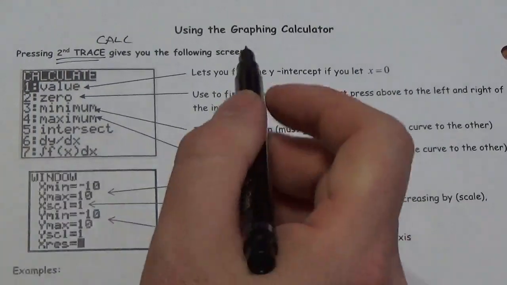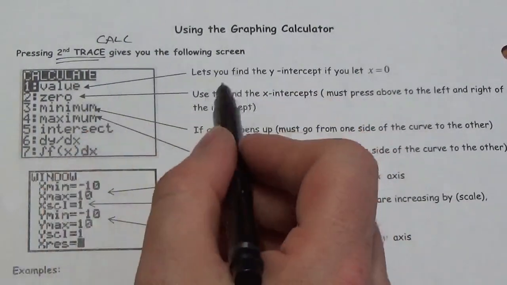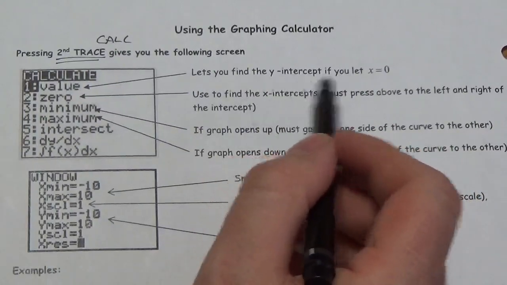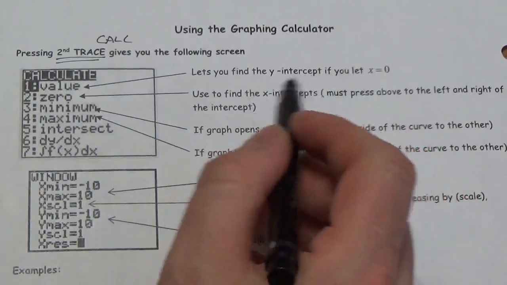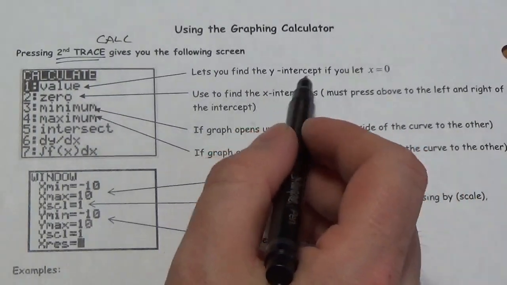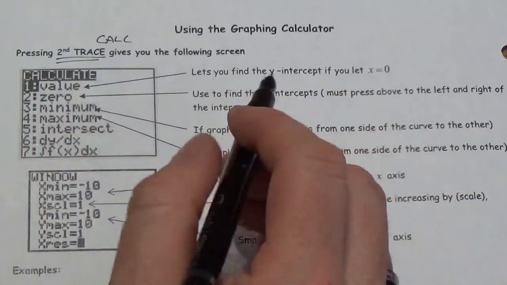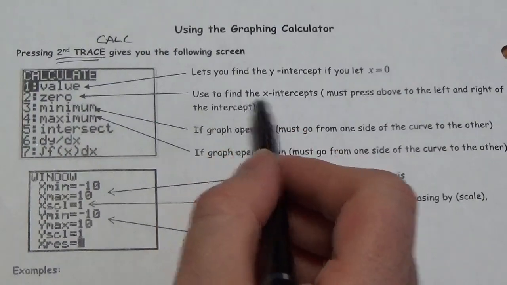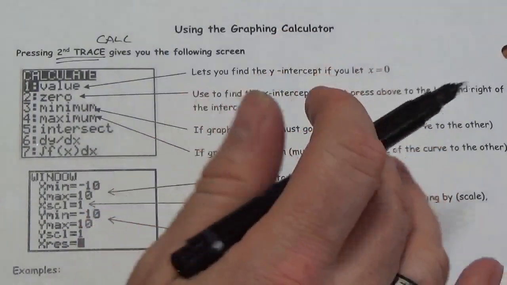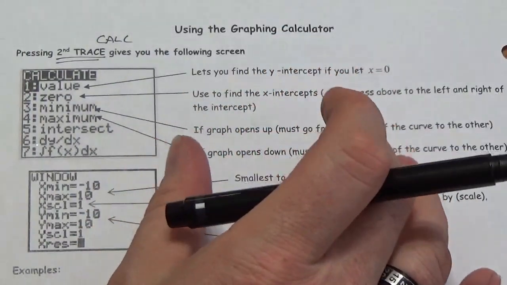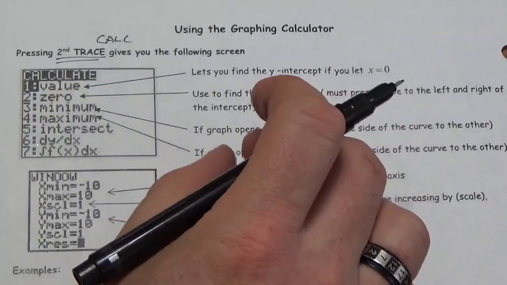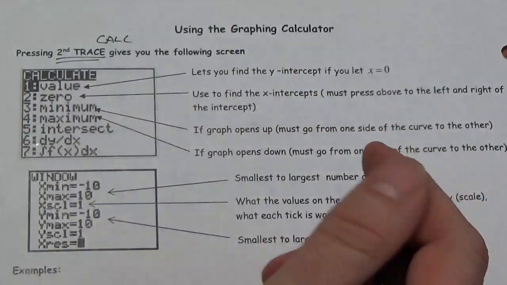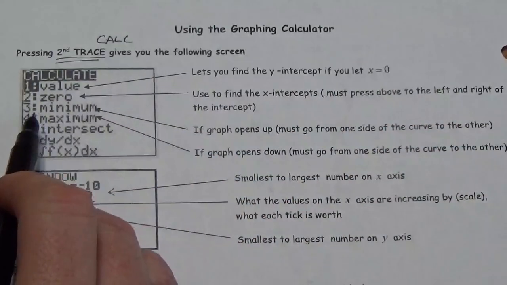And here's a list of things that we do here. Value lets you find the y-intercept if you let x equal 0. Now it can let you find any y-coordinate if you know the x-coordinate. But in particular, what we're interested in here is finding the y-intercept. So you would use value for that. If you want to know the x-intercepts, you'd use the 0 function. Basically the calculator has you look to the left and look to the right of a certain value, and then it'll find the x-intercept as long as it's in between the two little boundary points that you set up. We'll do an example of that.